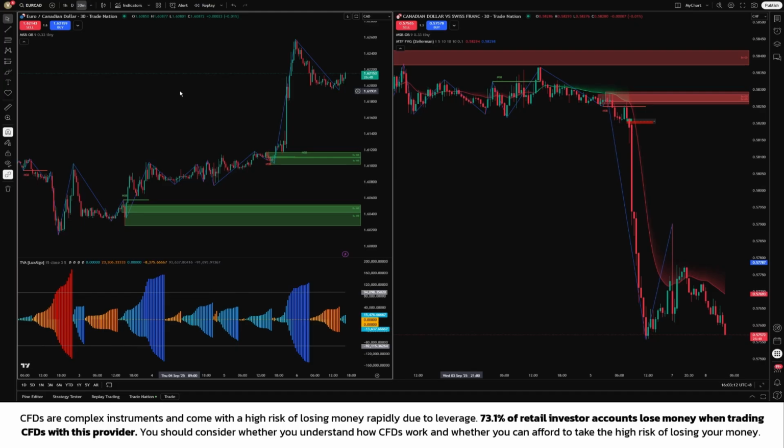By combining structure detection with dynamic order block mapping, this indicator offers a comprehensive solution for identifying institutional footprints and anticipating high-probability trading opportunities across different market conditions.